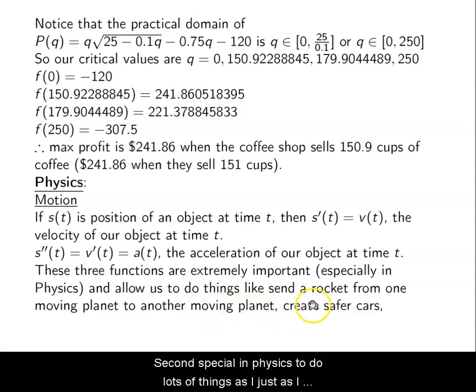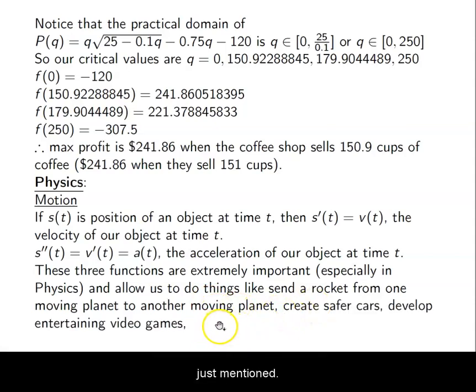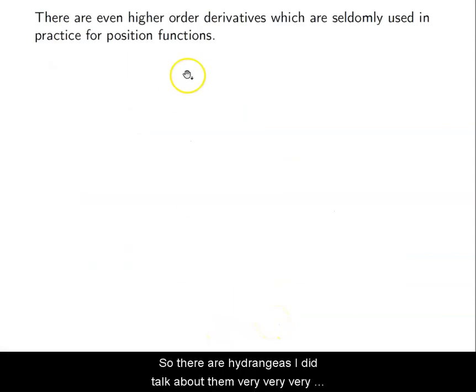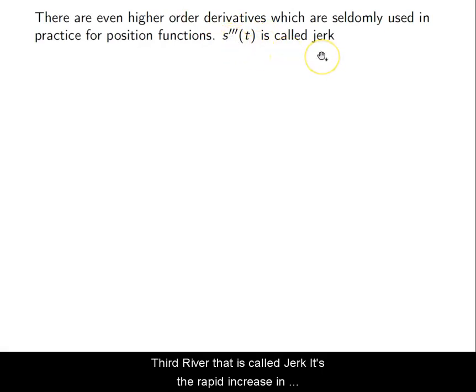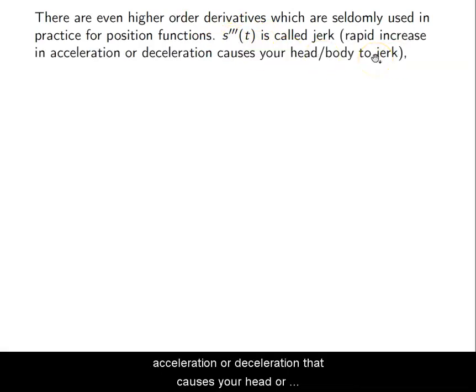So this allows us to do lots of things, as I just mentioned, right? So there are higher derivatives. I did talk about them very briefly in chapter 3, I believe. And so the higher level derivatives are used. They're used in cars. They are used when we're trying to create roller coasters and things like that. The third derivative is called jerk. Okay, it's the rapid increase in acceleration or deceleration that causes your head or body to jerk, right?